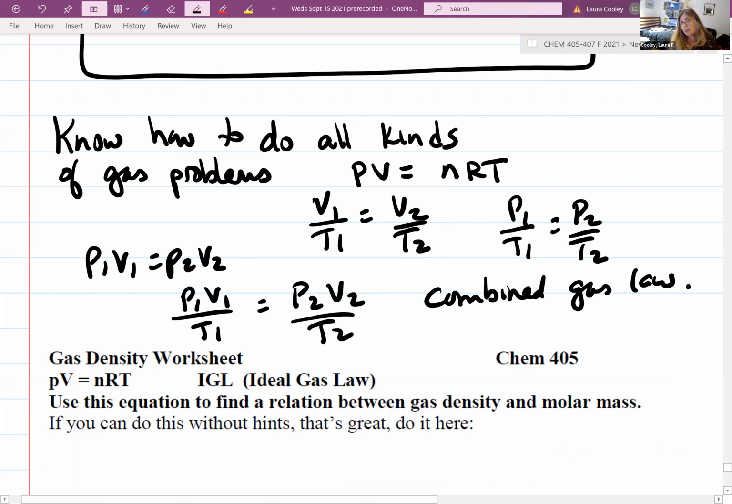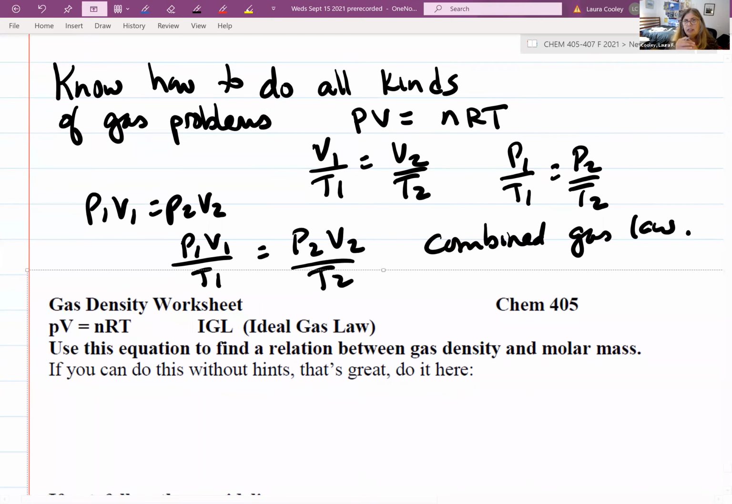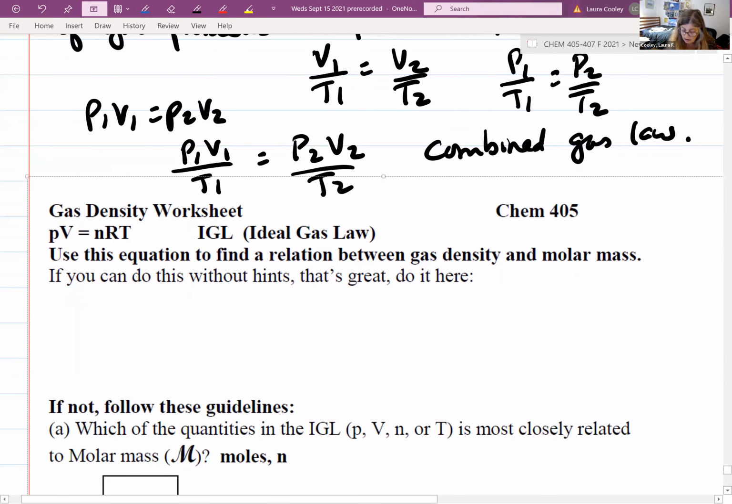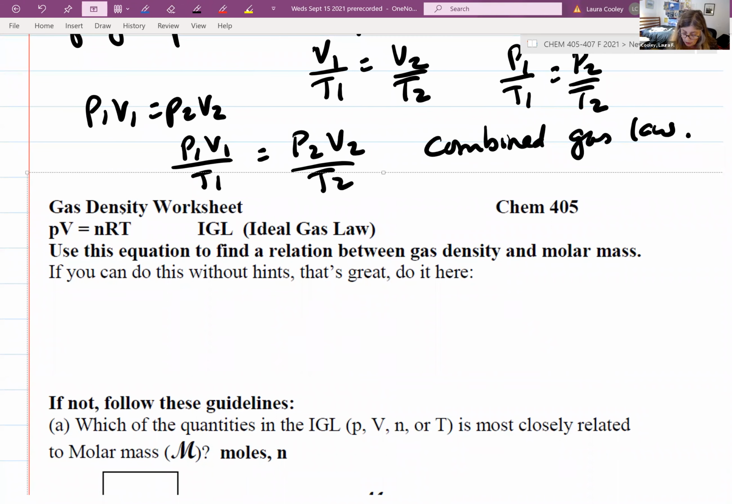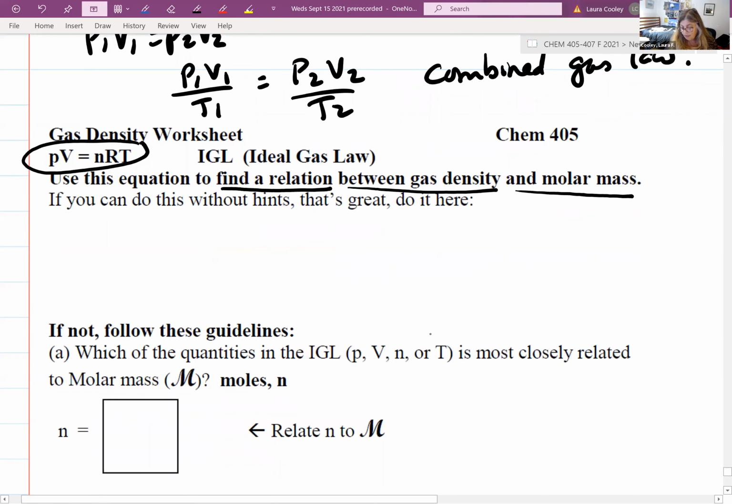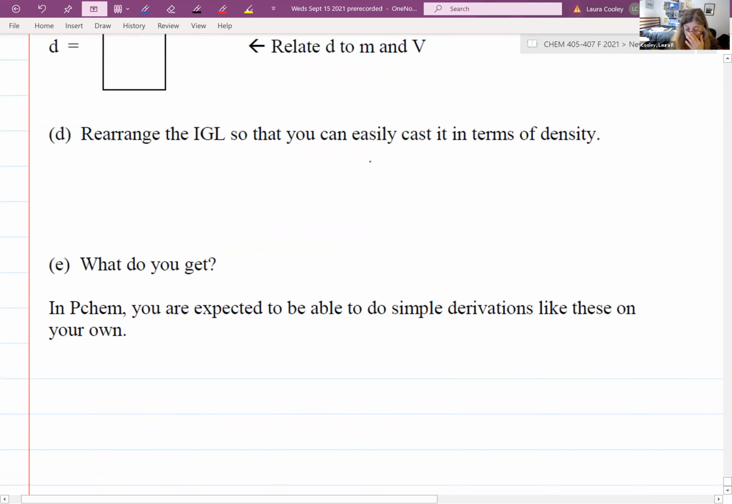I expect you to be able to do the same kinds of problems that you did in general chemistry. I'm not going to go over a lot of them in class because this is PChem. But an additional thing that I'd like you to be able to do in PChem is to start with an equation and then find a very closely related relation. So I'm asking you to use this equation to find a relation between gas density and molar mass. I go through some guidelines here.